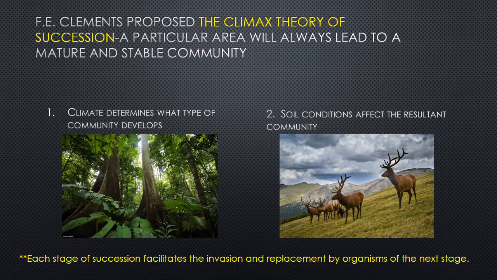So F. Clements proposed a theory, and it's called the climax theory of succession. And what that means is that a particular area will always lead to a mature and stable community. And that mature and stable community is based on two things. It is dependent on the climate and soil conditions. So the climate determines what type of community develops, and the soil conditions affect that resultant community. So each stage of succession facilitates the invasion and replacement by organisms of the next stage.